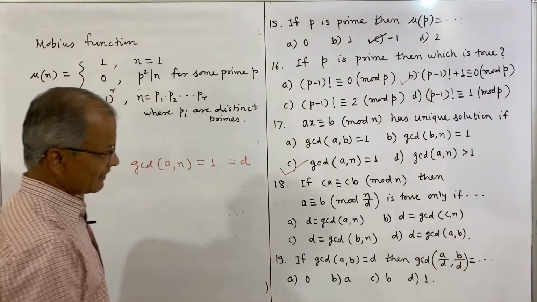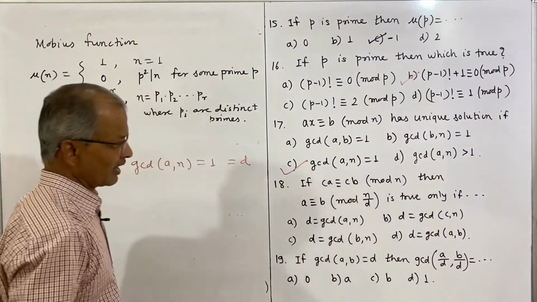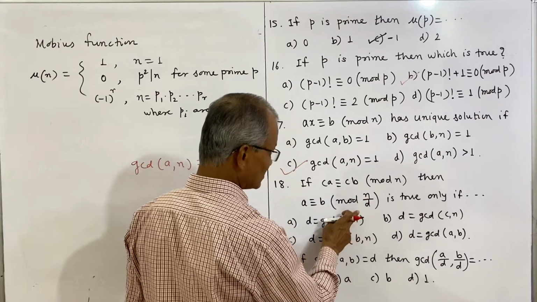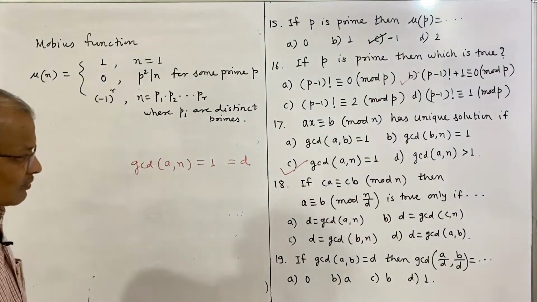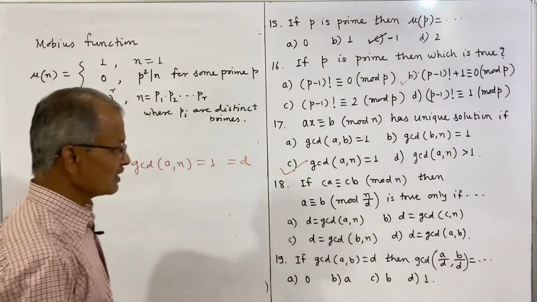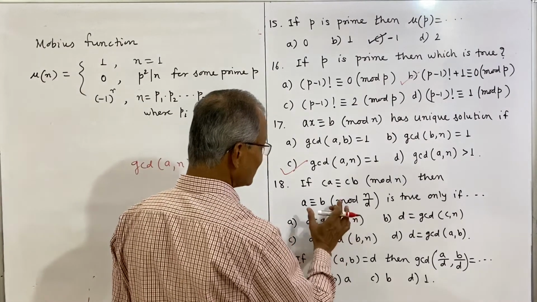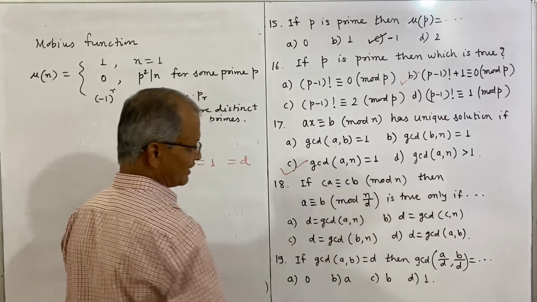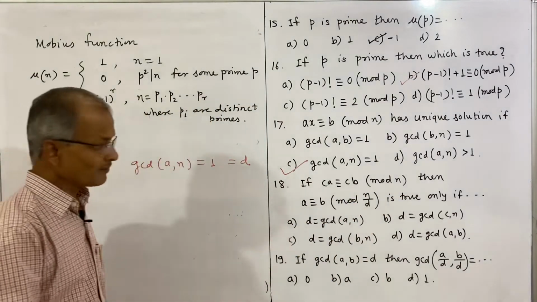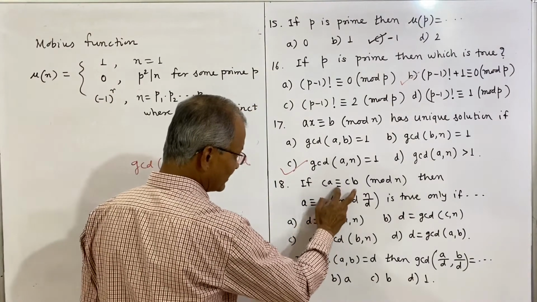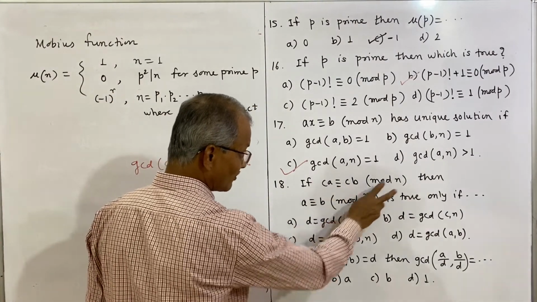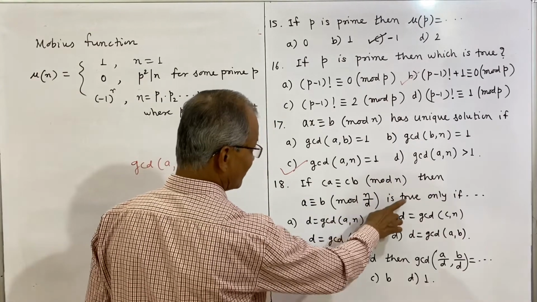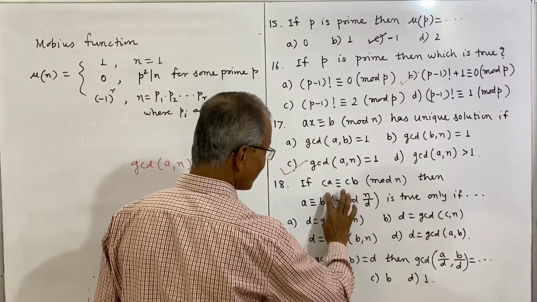Next is, if CA is congruent to CB modulo n, then A is congruent to B modulo n by d is true only if... So what about D? What is to be considered as D? D is again GCD of C and n. C can be cancelled, but in the cancellation on both sides we will get the congruence A congruent to B, but the modulo will change. The modulo will be n divided by d. And what is the d? D is the GCD of C and n.